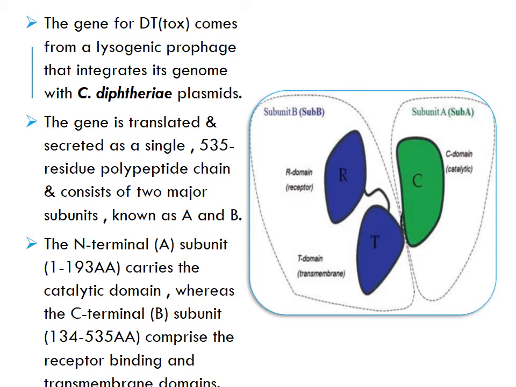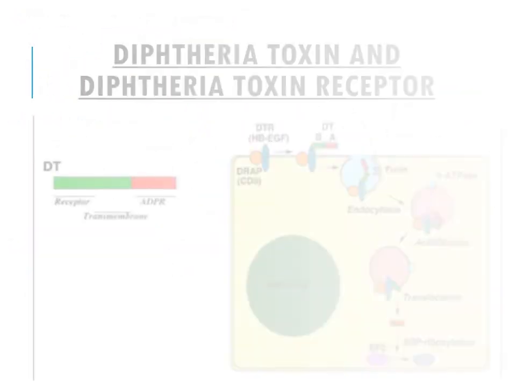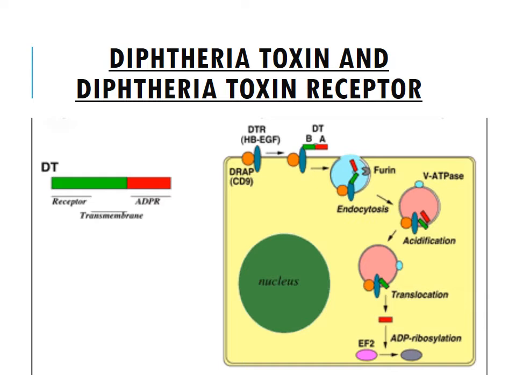The N-terminal A subunit, amino acids 1 to 193, carries the catalytic domain, whereas the C-terminal B subunit, amino acids 194 to 535, comprises the receptor binding and transmembrane domains. You can see the diphtheria toxin and diphtheria toxin receptor in the figure.